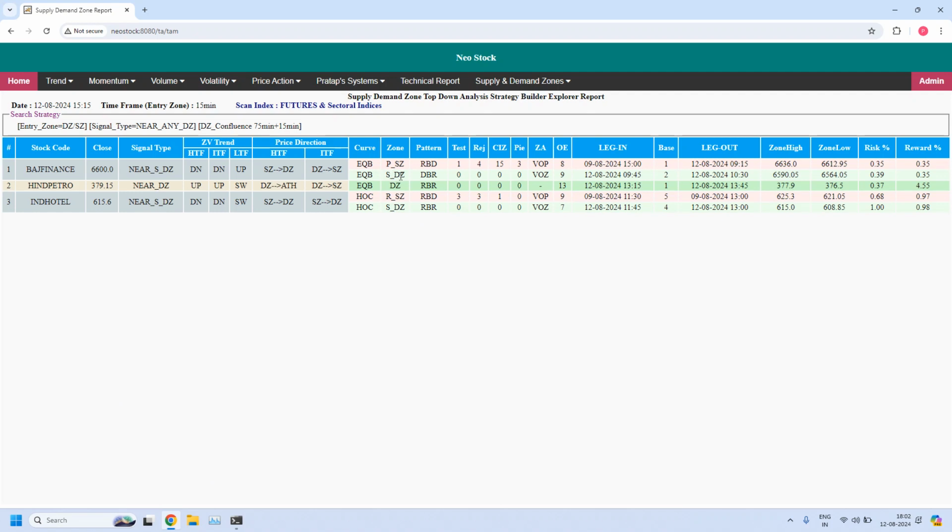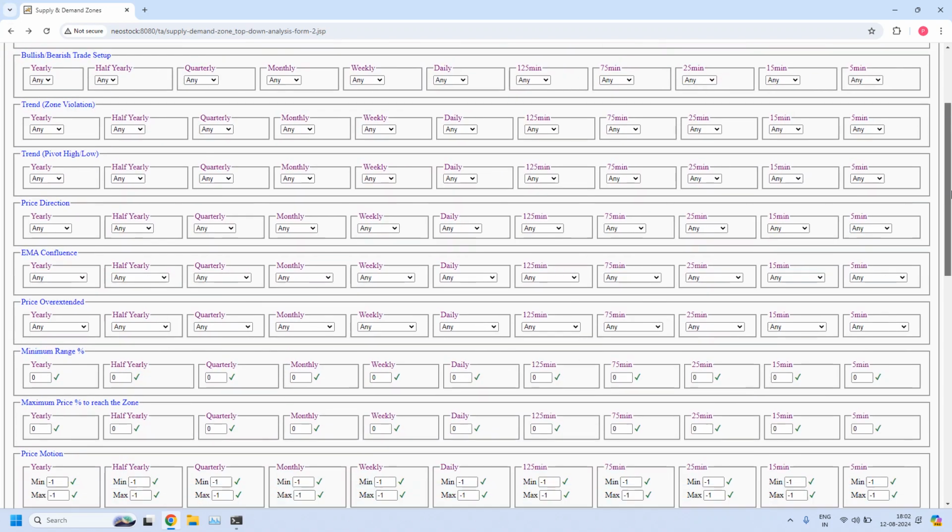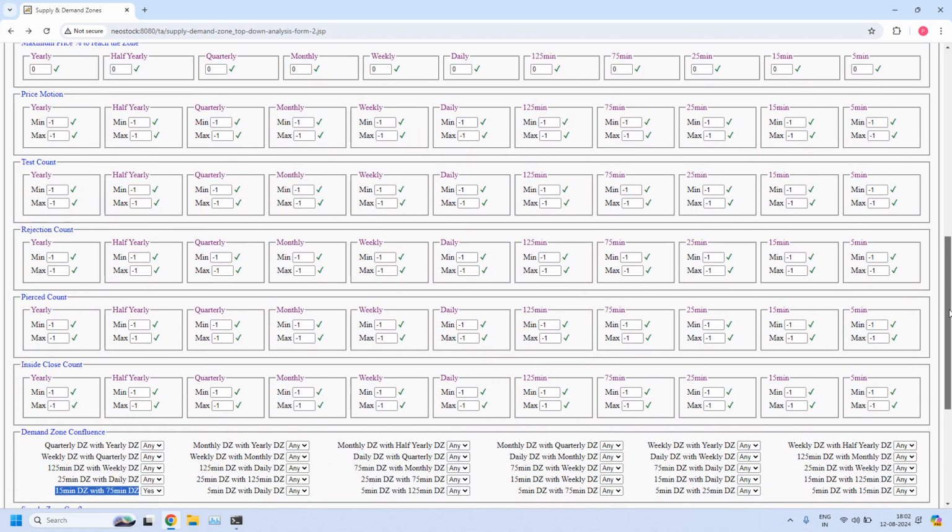A couple of these demand zones are high liquidity demand zones. Now let us check if any of these zones are also having confluence with HTF, that is the daily time frame. So 15 minutes demand zone with daily demand zone, and 75 minutes demand zone with daily demand zone, I am enabling both.